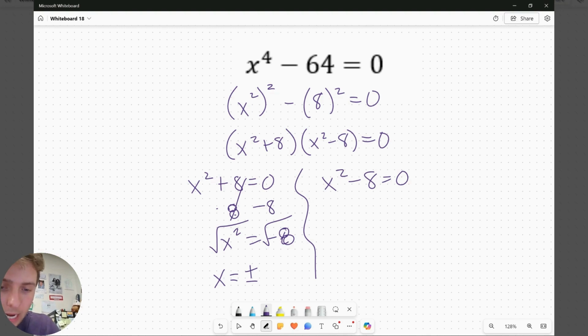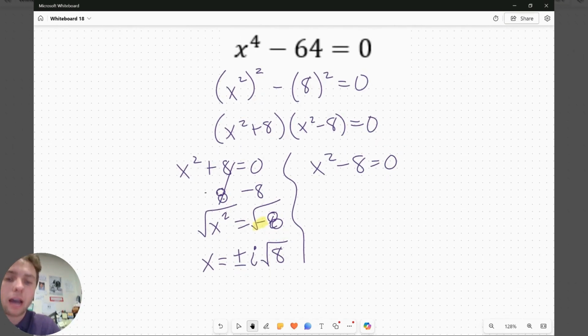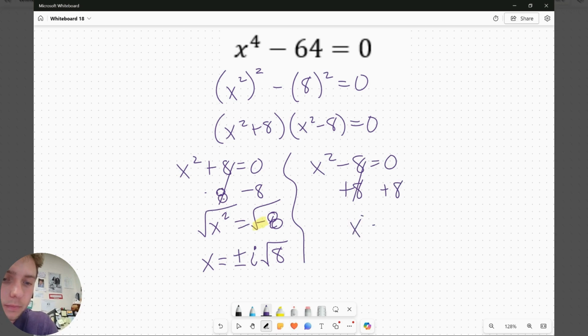Square root of a negative in this case. Square roots of negatives are not possible, so we always use i, the imaginary number. And square root of 8, we don't know it, so we might just leave it as square root of 8. Okay? I'm fine with that for now. We'll talk about simplifying that toward the end of this video if you need that reminder.